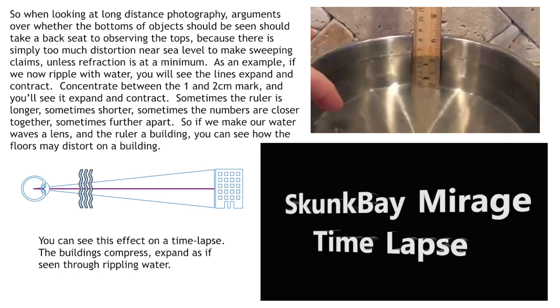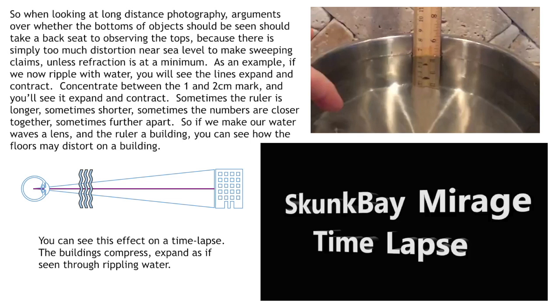So when looking at long distance photography, arguments over whether the bottoms of objects should be seen should take a back seat to observing the tops, because there is simply too much distortion near sea level to make sweeping claims unless refraction is at a bare minimum.